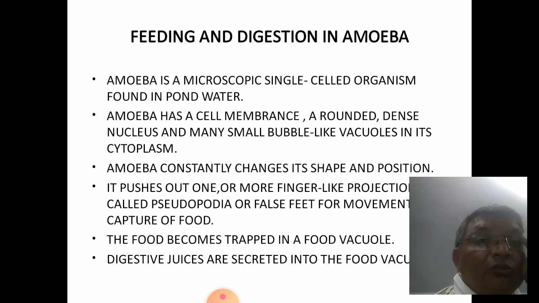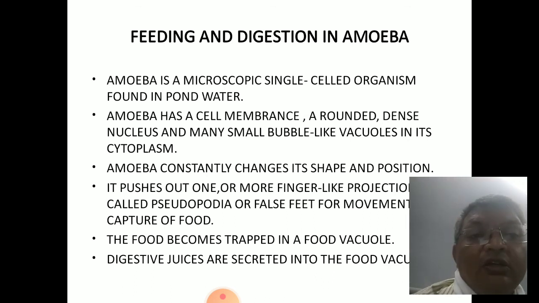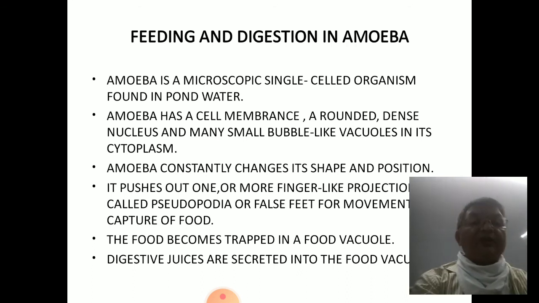In amoeba, there are small bubble-like vacuoles in its cytoplasm. Amoeba is an animal, so there is no cell wall, but in the cytoplasm there are bubble-like vacuoles. Amoeba doesn't have a fixed shape, it changes its shape constantly. It pushes out one or more finger-like projections, which we call pseudopodia.